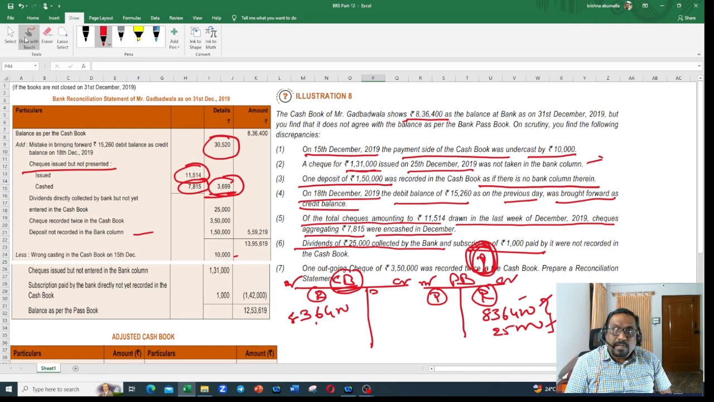My passbook balance got increased. So I have to add this 25,000. So dividends directly collected by the bank but not entered in the cash book is 25,000, I have recorded. Very clear? Then 1,000 subscriptions paid also not recorded.